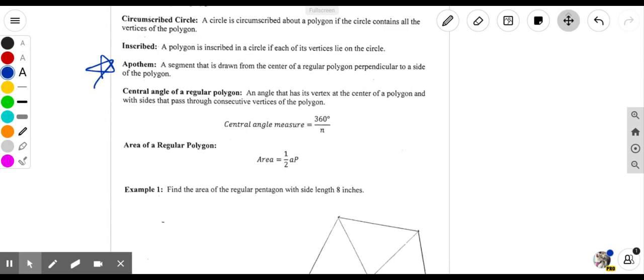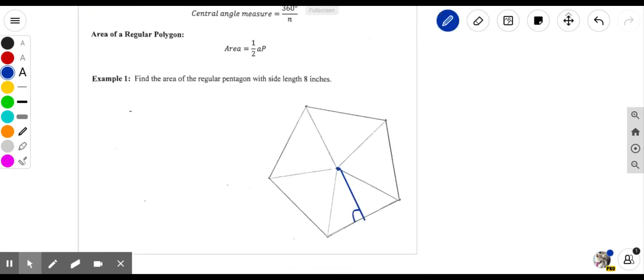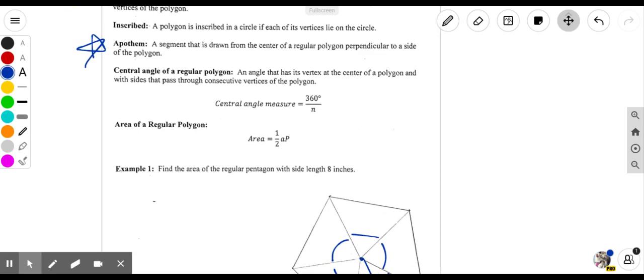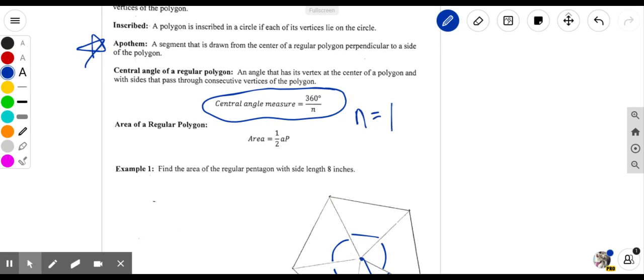Okay, a central angle of a regular polygon is kind of the same thing as a central angle for a circle. If you look at this picture here, these are the central angles. So a pentagon would have 5 central angles. Since it's a regular polygon, all of the central angles are congruent. As you can see up here, to find the measure of a central angle, you just do 360 divided by n, where n equals the number of sides.